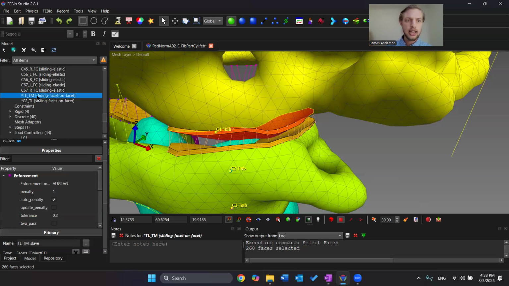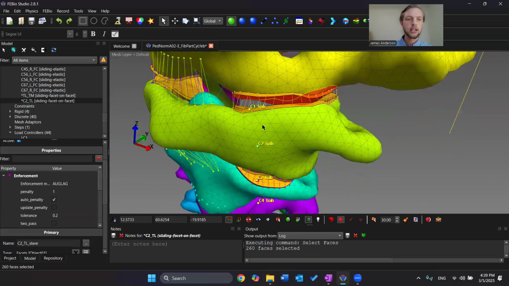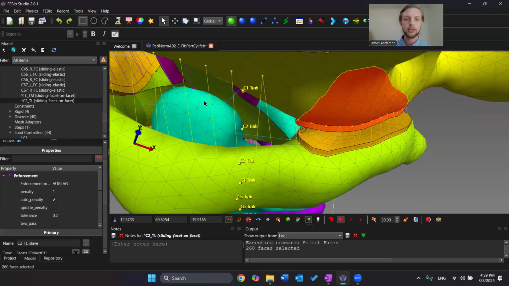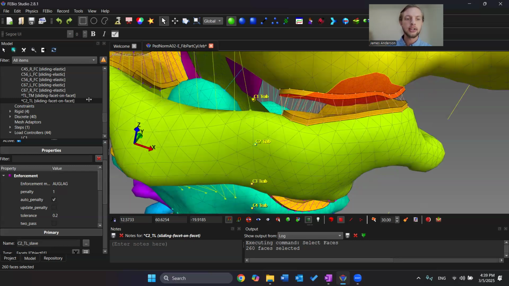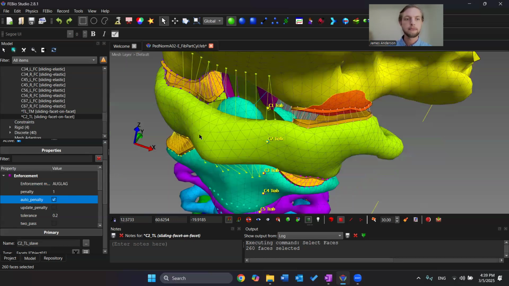And then the TLTM and C2TL, that defines the sliding interface between the odontoid peg right here and the TL and TM. And I've never had any issues with them. Basically, the OGLAG penalty 1 auto penalty has always worked well for me with that.